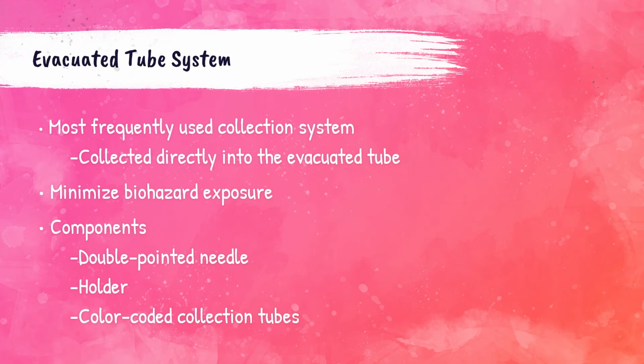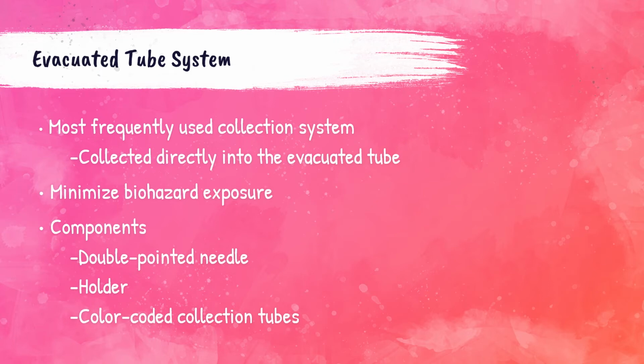Okay, so let's talk a little bit about the evacuated tube system, or ETS. So the evacuated tube system is the most commonly used means of collecting specimens. It consists of a plastic holder, the evacuated sample tube, and a double-pointed needle. One end of the double-pointed needle enters the vein, and the other end pierces the top of the tube. Once the vein is punctured, the vacuum inside the tube aspirates the blood.